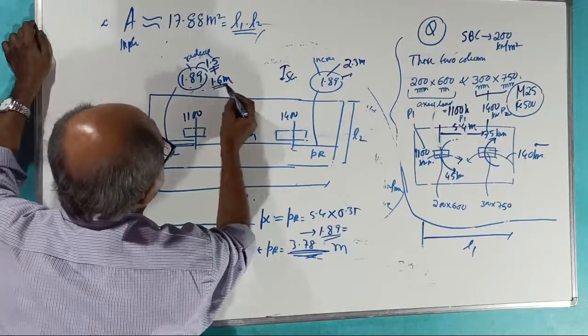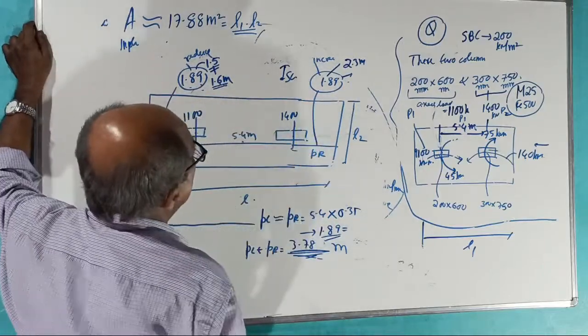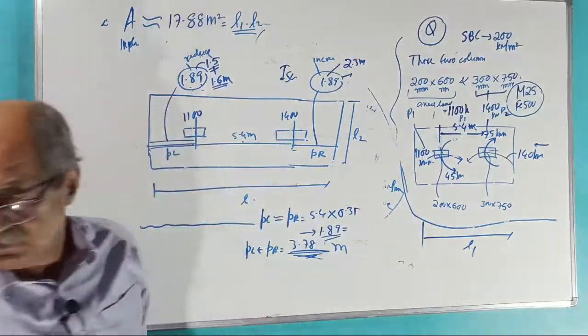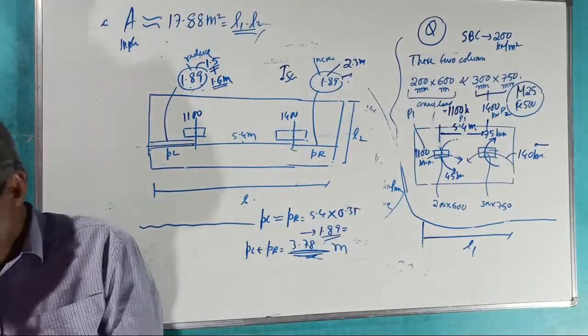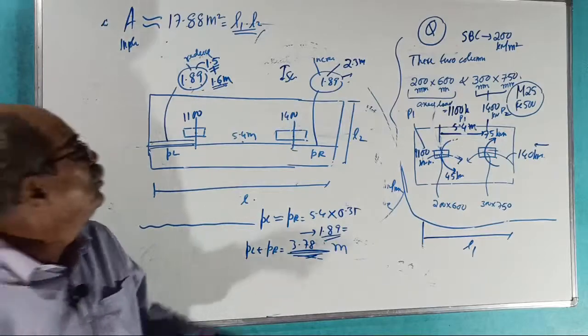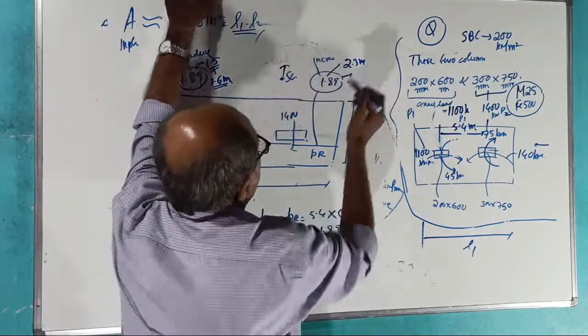Okay, 1.6. Other one. If it is 1.6, other one. 2.28. Correct?